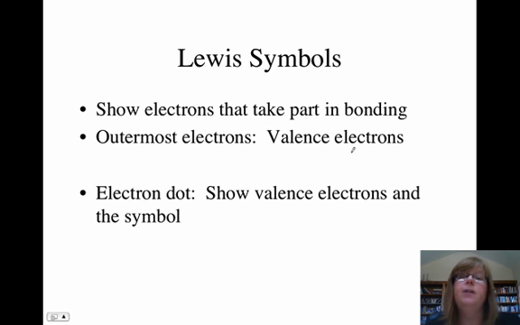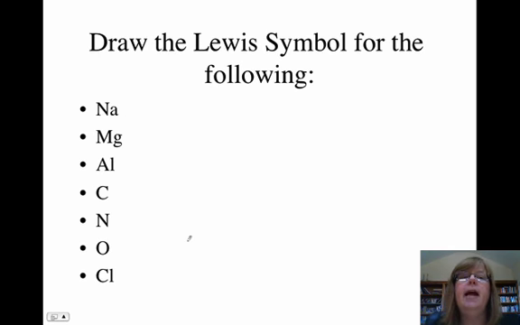Now there's something called a Lewis symbol. The electron dot Lewis symbol is where you're going to show the valence electrons with a dot. These dots are going to be around the symbol of the element. So let's go ahead and practice this.